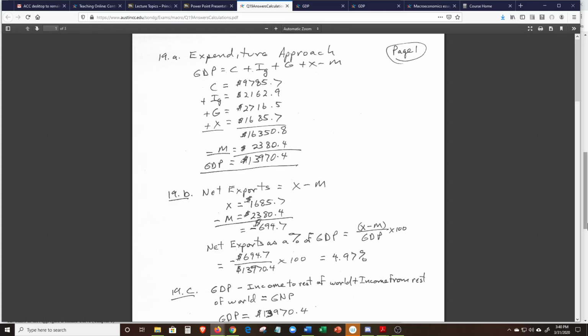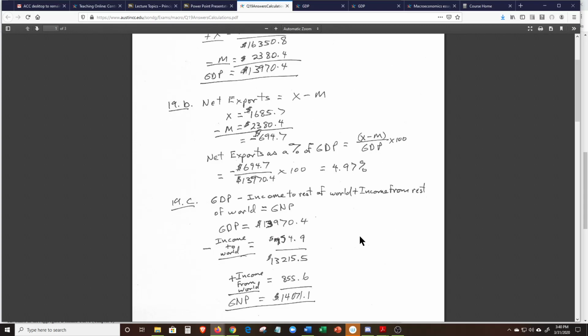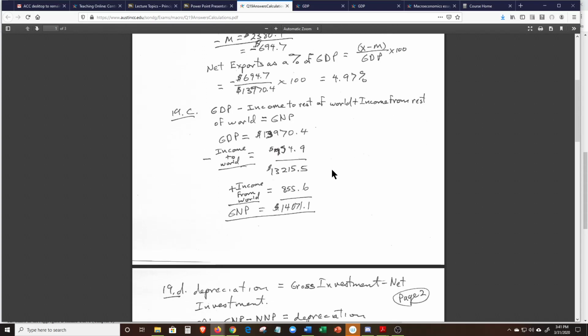And this should be negative. I don't know if I can draw in this. Let's see if I can. I don't think I can, but no, I can't. All right. I should have a negative sign here. That's a mistake on my part. And so when you figure out, it should be negative 4.97% or close to 5% here.